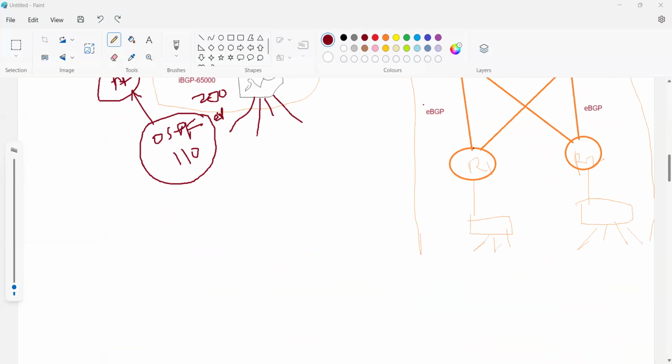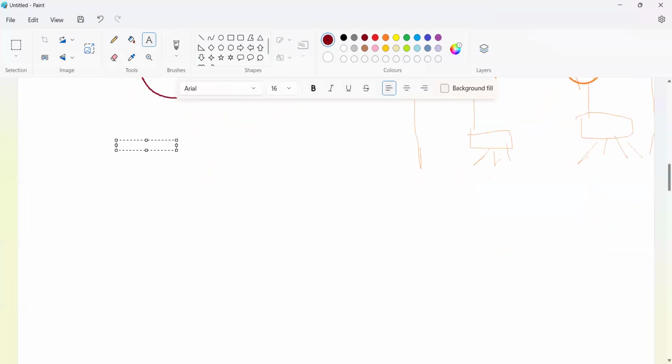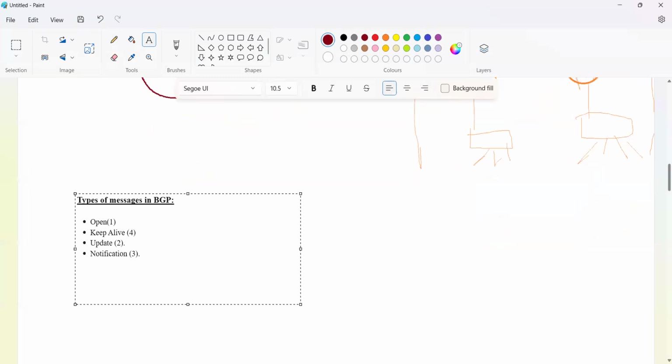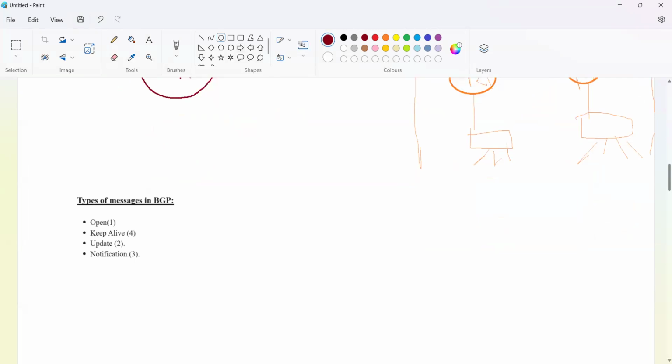And here we have message types. Types of messages in BGP: open message, keep alive message, update message, and notification message. We use these whenever you enable the BGP protocol.